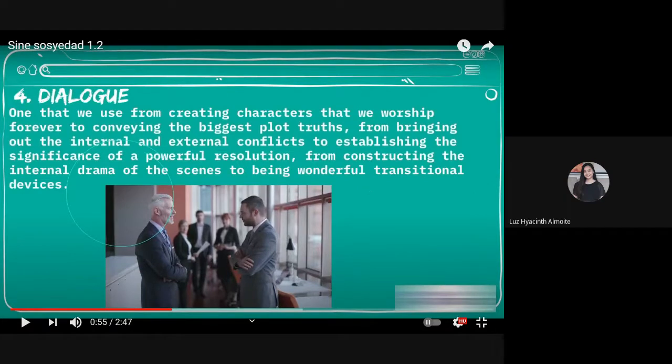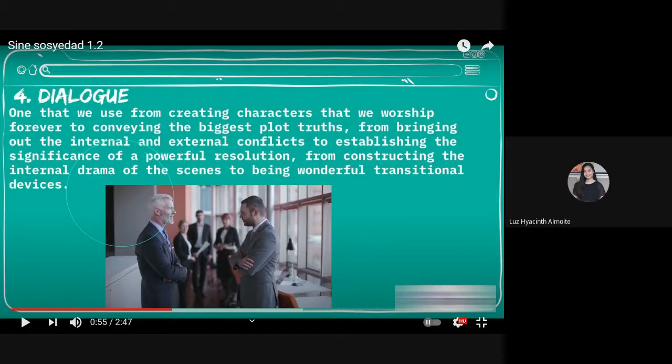Fourth is the dialogue. One of the tools that we use from creating characters that we worship forever to conveying the biggest plot truths, from bringing out the internal and external conflicts to establishing the significance of a powerful resolution, from constructing the internal drama of the scenes to being wonderful transitional devices.